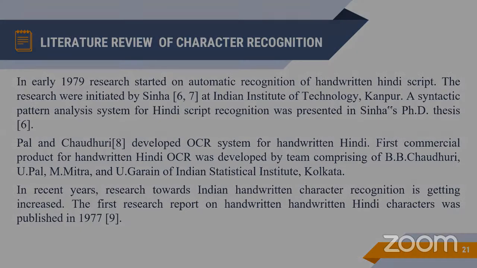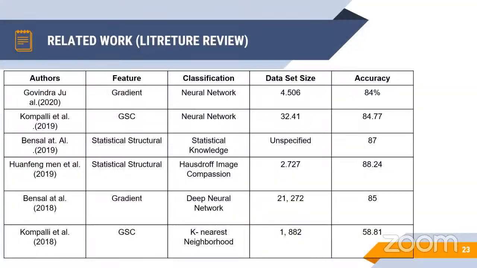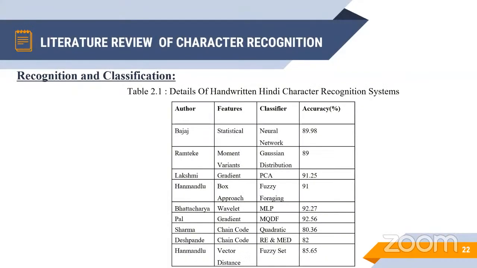So now we come to the topic of related work, what the authors have already done in this area. The first one is the author Bajaj, and the feature is statistical. They are using a neural network classifier, and the accuracy is 89.98. The next one is Ram Teke, the accuracy is 89. Lakshmi using the PC algorithm gets 91%. So these are the different authors. They have found the accuracy using different classifiers, and these are the accuracies.